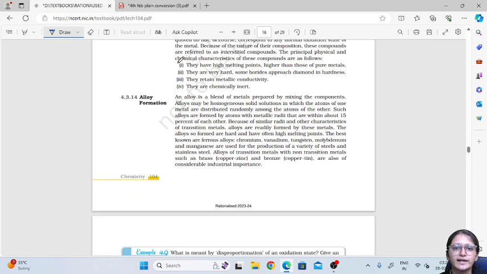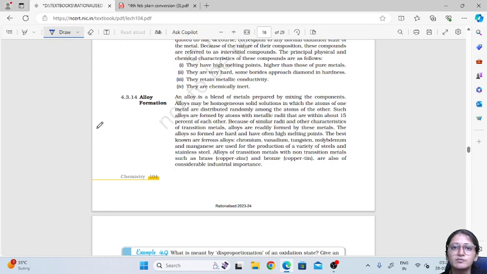Now there are some characteristics which we have to see here. They have high melting points, higher than those of pure metals. They are very hard, their borides approach diamond in hardness, they retain metallic conductivity, and they are chemically inert.